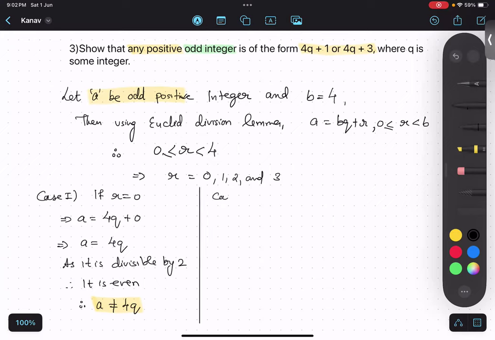Now case number 2. If r equals 1, then a equals 4q plus 1. Do we have anything in common? No, sir, I don't think so. Okay, therefore a is odd. Understood?